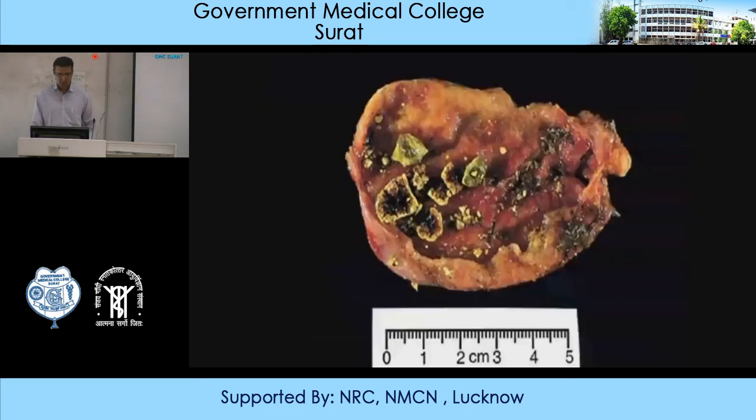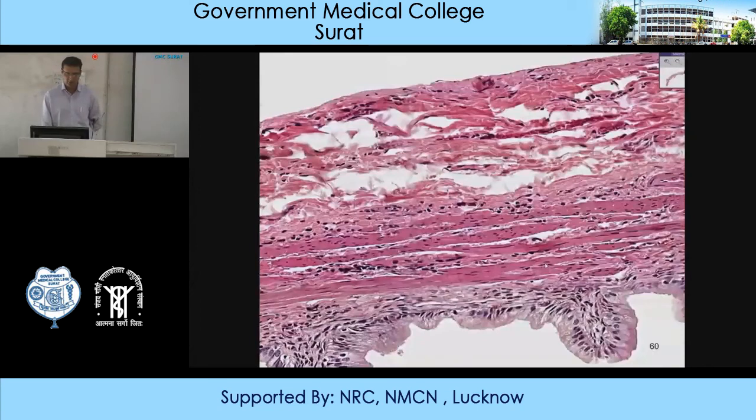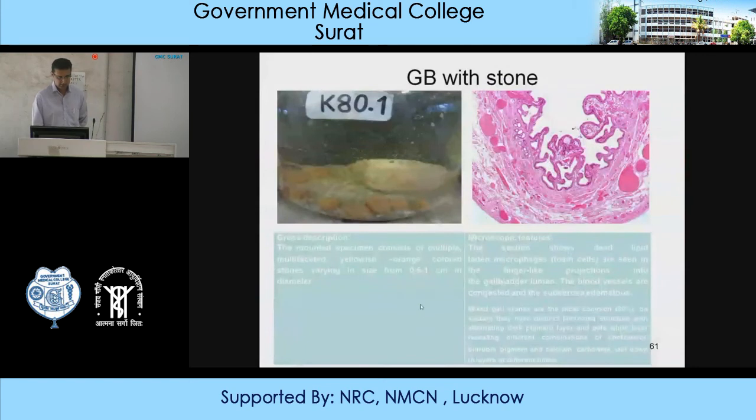See here there is a gross examination of cholecystitis with cholelithiasis. The inflamed gallbladder with formation of stones. See here there is a black stone. This is the structure of the gallbladder. See, here there is a normal mucosa of the gallbladder. Mounted specimen consists of multiple multifaceted yellowish orange colored stones varying in size from 0.5 to 1 cm in diameter.